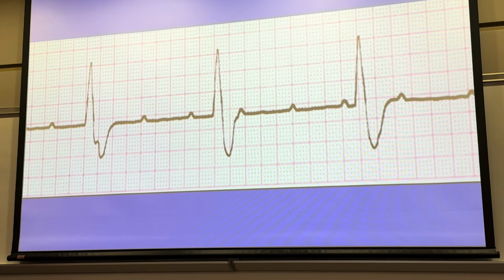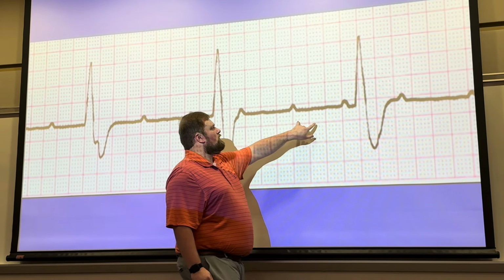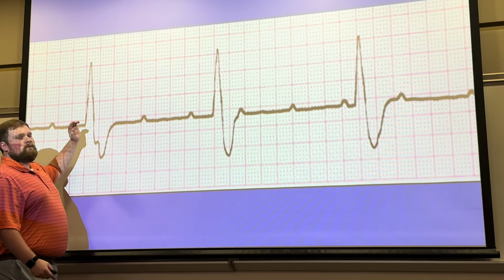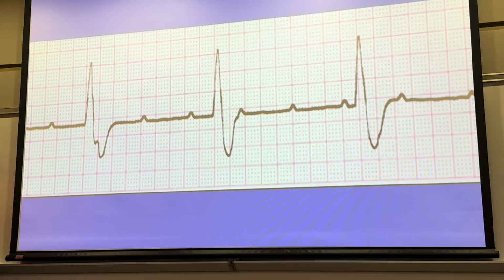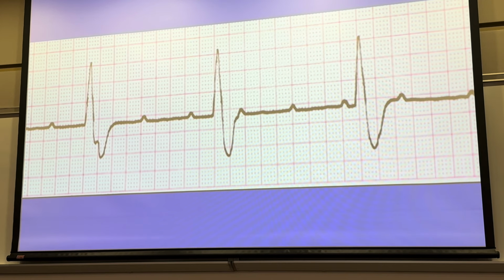Oh, not that one, that one. All right, this is a third degree heart block. See how my P waves are kind of acting on their own, doing their own thing. QRS complexes working on their own time. So my atriums and my ventricles are not communicating with each other, right?